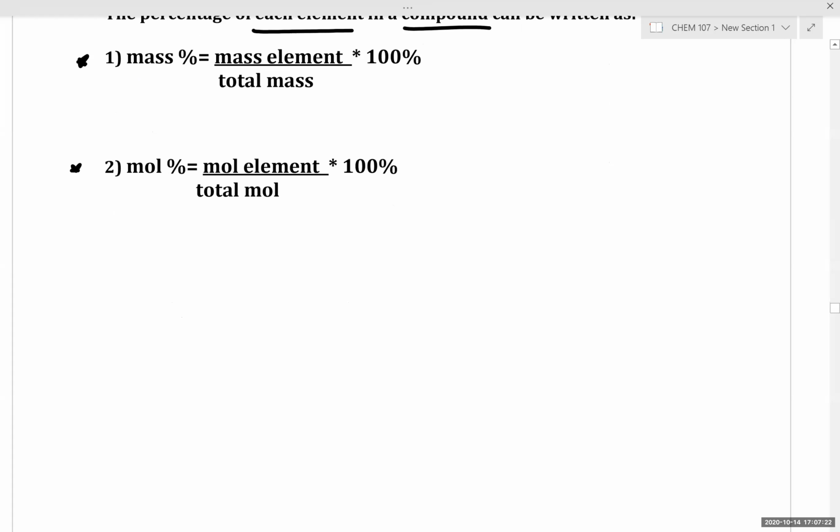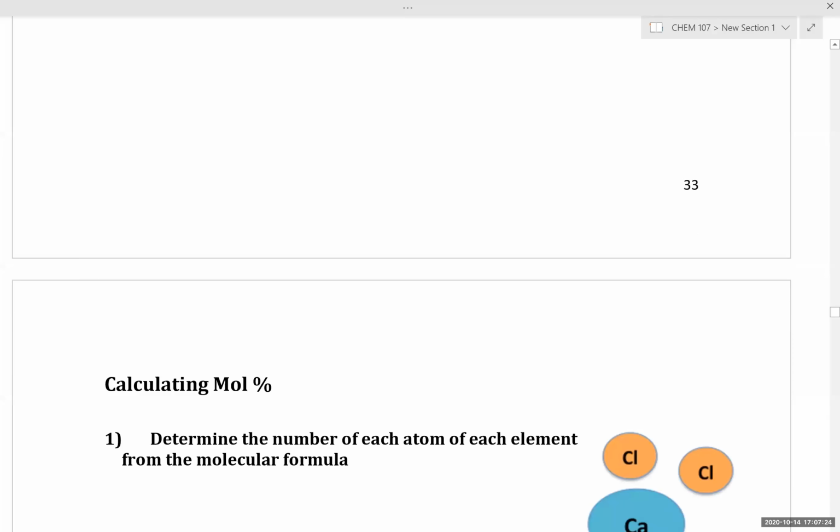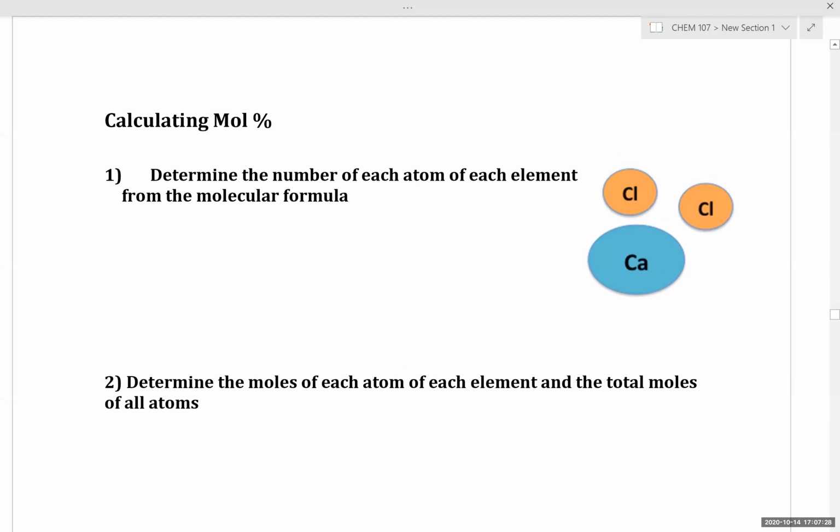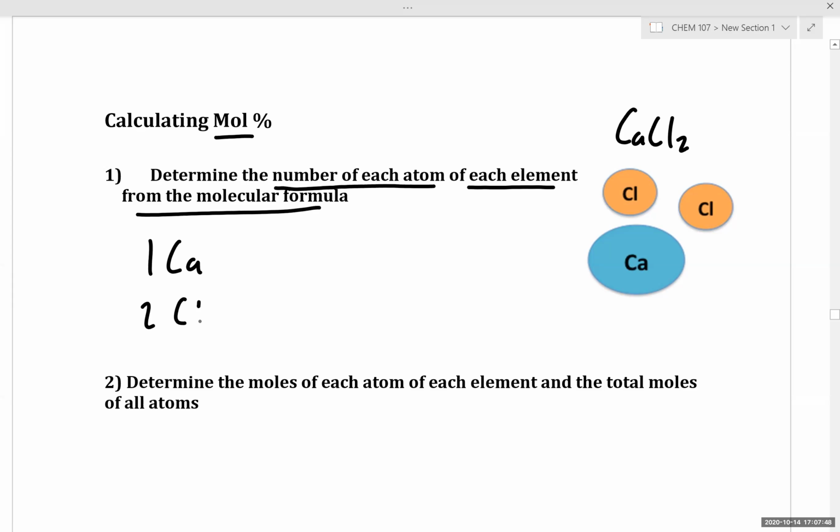Okay, now what can we do with this information? Well, first, from the formula, we can calculate mole percent. So suppose we're given the formula of calcium chloride. Our first goal is to determine the number of each atom of each element from the molecular formula. So for example, in calcium chloride, I would have 1 calcium atom and 2 chlorine atoms.